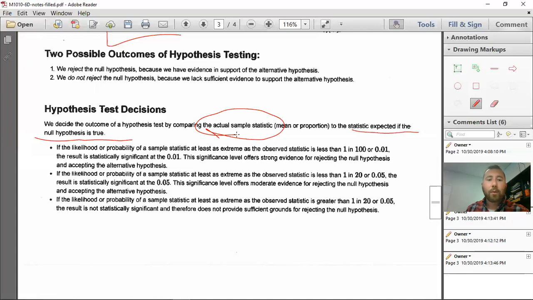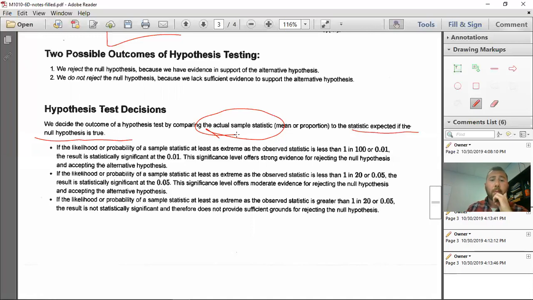Now, if you're significant at the 0.05 level for a result, then that significance level offers only moderate evidence for rejecting the null hypothesis. You can still reject it. You just have to clarify that it's only at the 0.05 level, which for a medical study would not be acceptable. For a vaccine, that would be totally unacceptable. They would be working with confidence levels probably much less than 0.01.